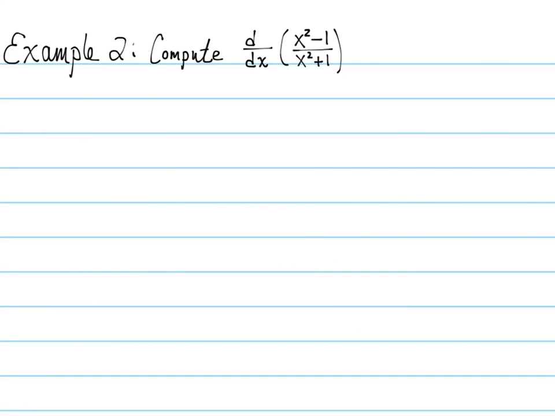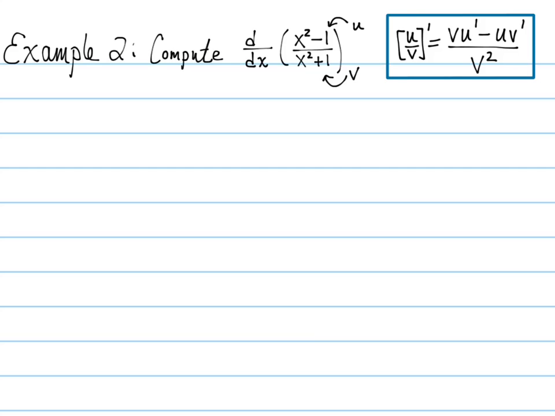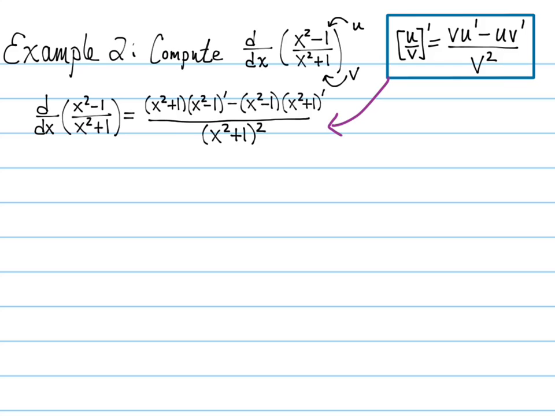So here's another one. Compute d dx of x squared minus 1 over x squared plus 1. Here you'll see that what we're computing is the derivative of a fraction. And so, since it's a quotient, we need to use the quotient rule. And so the derivative of the fraction is the bottom times the derivative of the top, minus the top times the derivative of the bottom, all over the bottom squared.